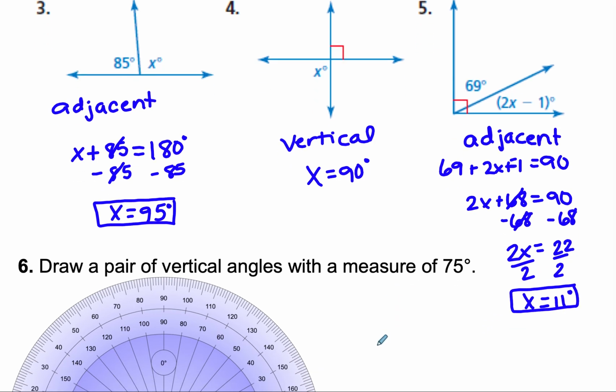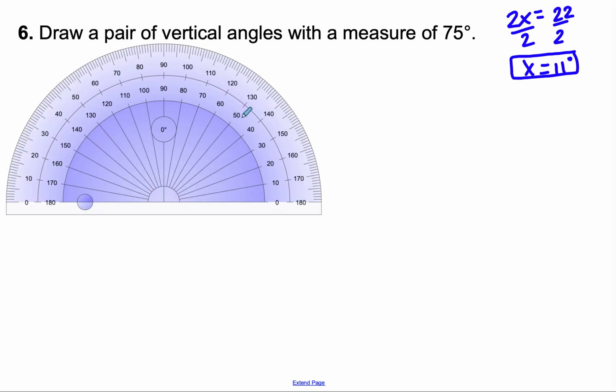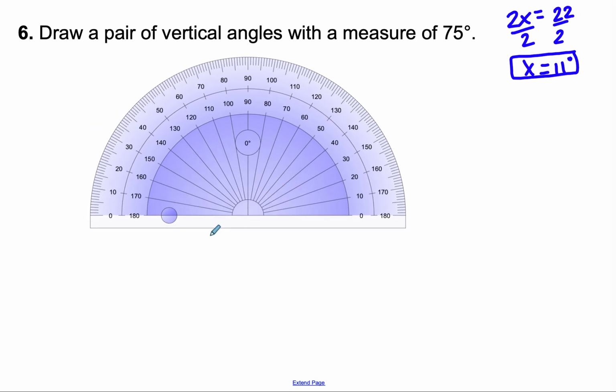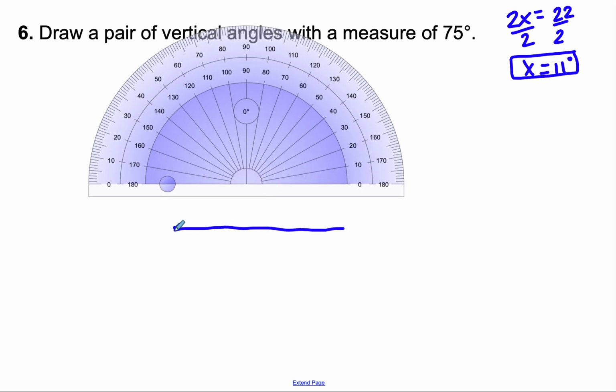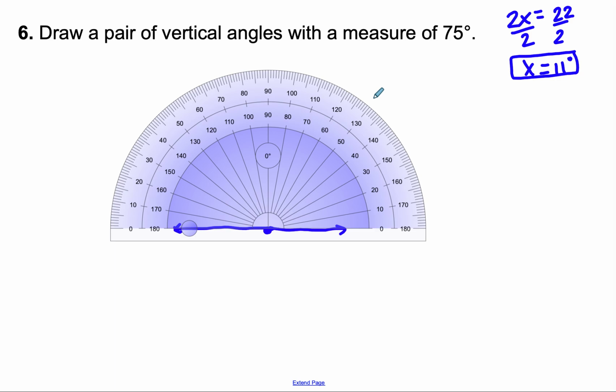All right, our last one, draw a pair of vertical angles with a measure of 75 degrees. And take my protractor. Well, I'm going to use it to draw a nice straight line. I'm going to move the protractor. I'm going to draw some arrows. I'm going to draw a central point. I'm going to line up my center point here with my point here. 75 degrees. I'm going to make my angle going to the right, so I'm going to use the bottom set of numbers. 75 is halfway in between 70 and 80. Make a point.